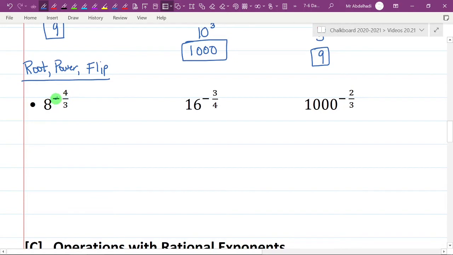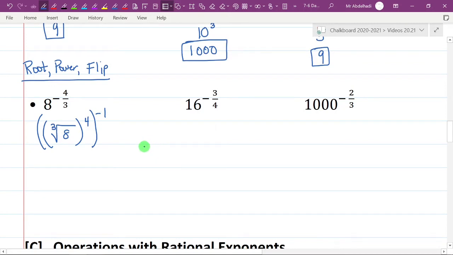Root, power, then flip. What's the third root of 8? Write it down first. Third root of 8. Then take that to the power of 4. And there's a negative here, so we're going to flip that. And the way we show that we're going to flip that is put another set of parentheses around that and put a little -1 here, because that means flip. Now, if you think about this, when you multiply the -1 times the 4 and divide by 3, you get -4/3. So this makes complete sense, hopefully.